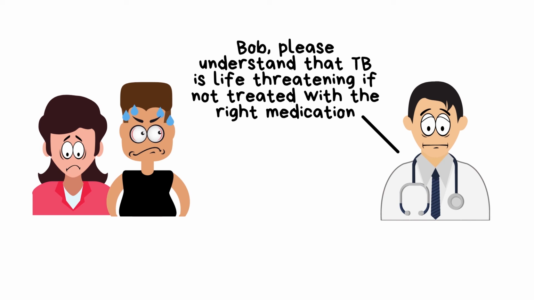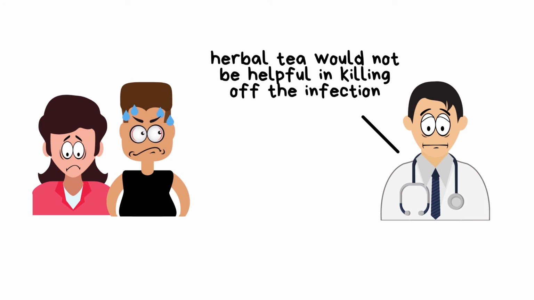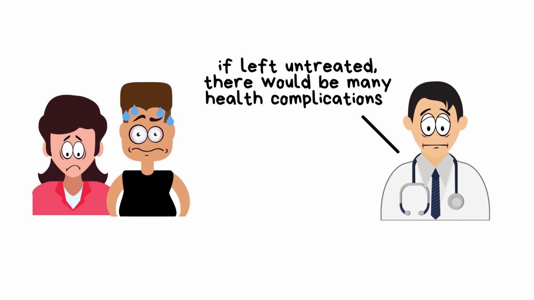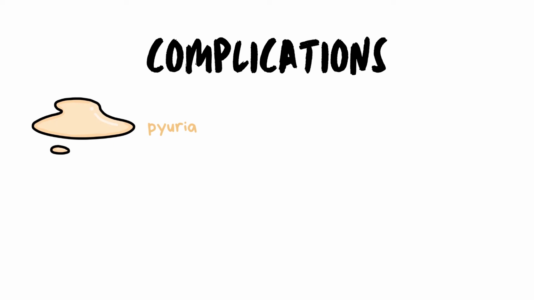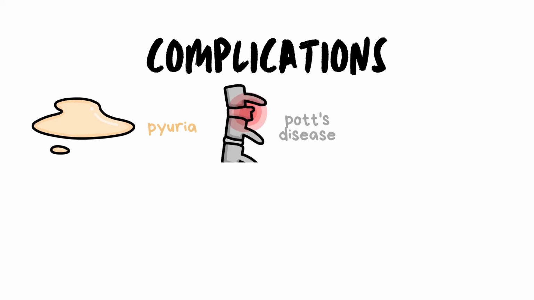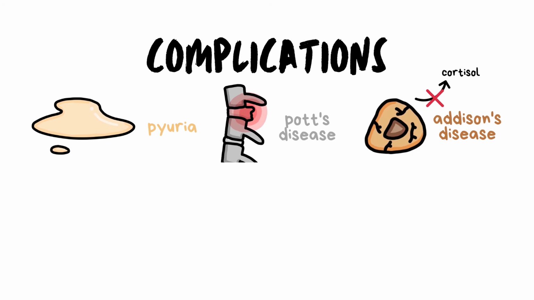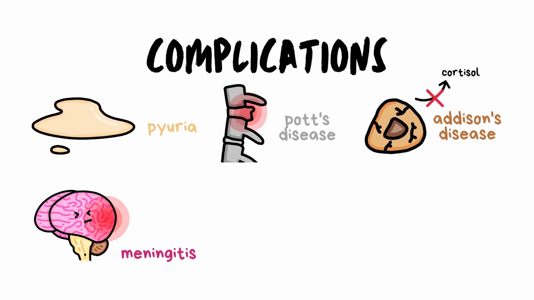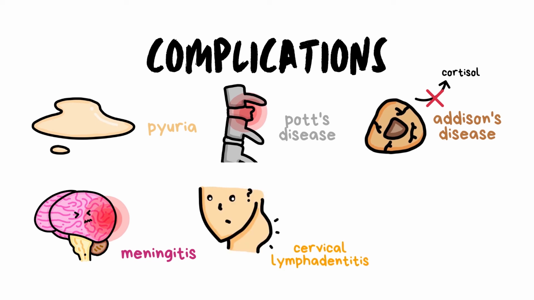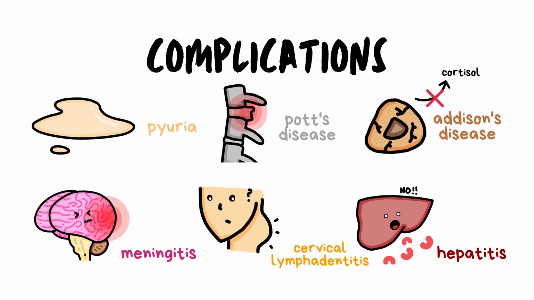Bob, please understand that tuberculosis is life-threatening if not treated with the right medication. Herbal tea will not be helpful in killing off the infection. If left untreated, there would be many health complications in the future. Some of the complications include pyuria, which is the presence of white blood cell in the urine, Pott's disease, which involves the vertebral column, Addison's disease, where your adrenal glands no longer produce enough cortisol, meningitis, which is the infection of the meninges in the brain, cervical lymphadenitis, and hepatitis because of the bacterium.